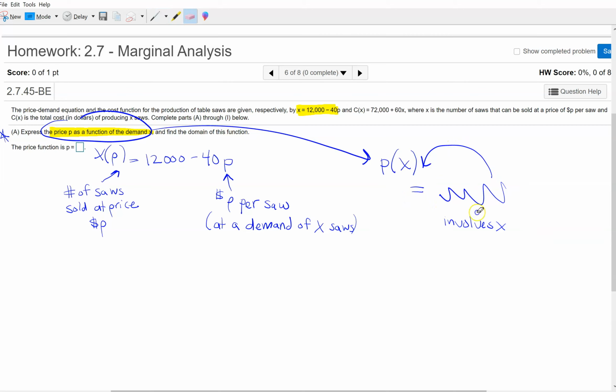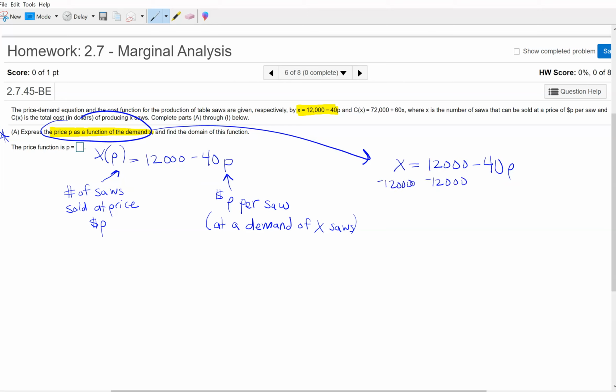So let's go ahead and do that. I'm going to rewrite the original equation that was given to me here. So my original equation was X equals 12,000 minus 40P. I'm just going to solve for P. So I'm going to subtract 12,000 on both sides. And then once I've done that, I'm going to divide both sides by negative 40. Now, when you're dividing both sides by negative 40, technically, if I just stop right here, P equals this fraction, I'm done. I've solved for P.